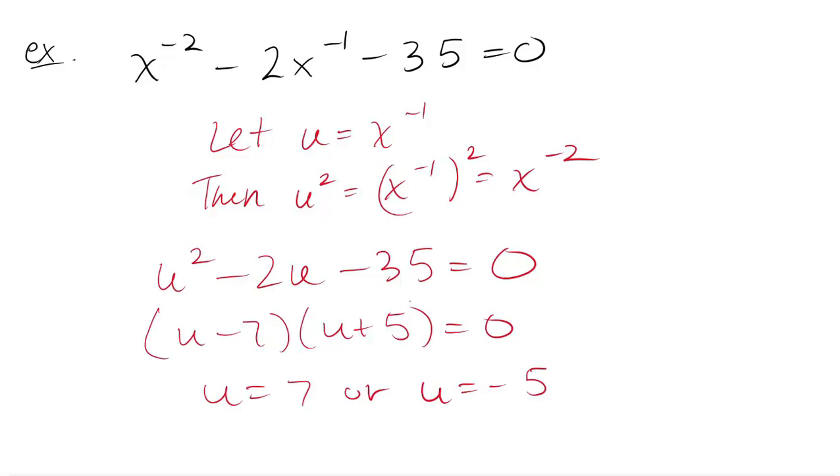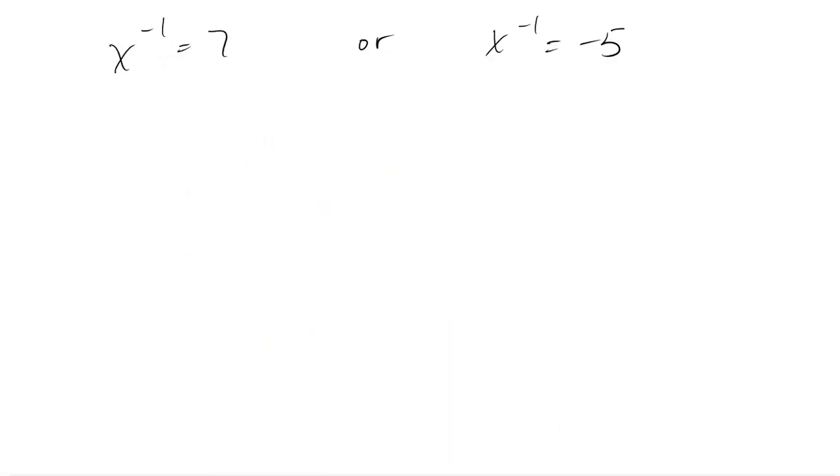We have solved for this u that we just made up, but the equation is asking us to solve for x. We want to know the values of x. Now we have to back substitute. I know that u is equal to x to the -1, so I get x to the -1 equals 7, or x to the -1 equals -5. And let me show you how to solve these equations. We'll transfer this to another slide.